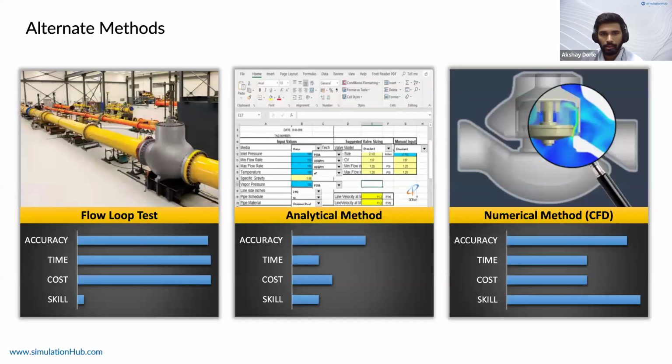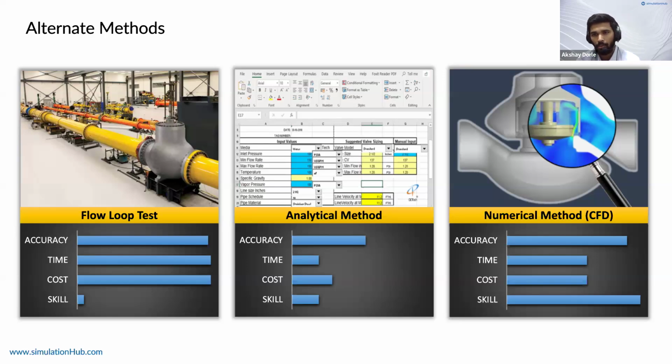Then there are alternate methods to getting the flow coefficients or other parameters. So we'll see that. We already saw flow loop test. The second is analytical methods. Again, it's fairly accurate, I would say. Time is very less, cost is very less. Skill to get these parameters is very less. You just have to input the various numbers and it will pop out the CV for you. But again, this works only for simple designs, very standard designs.